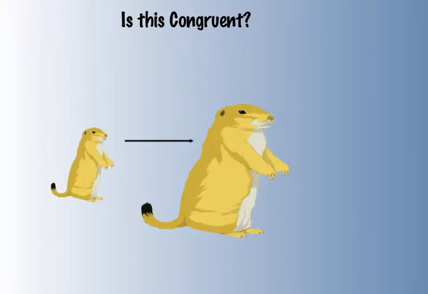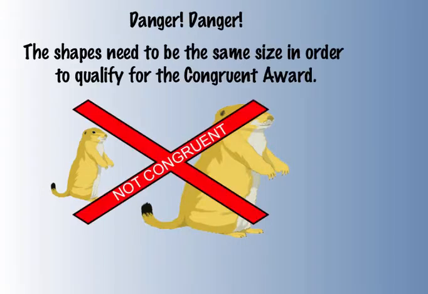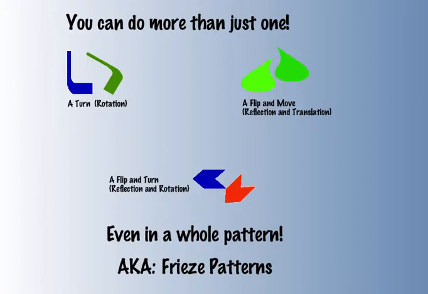So is Pete the Prairie Dog congruent now? No way, because he's not the same size. Remember, he needs to be the same size and the same shape in order to be congruent. You can also do more than just one. Sometimes you can have a flip and a move, or a reflection and translation. You can have flips and turns at the same time.